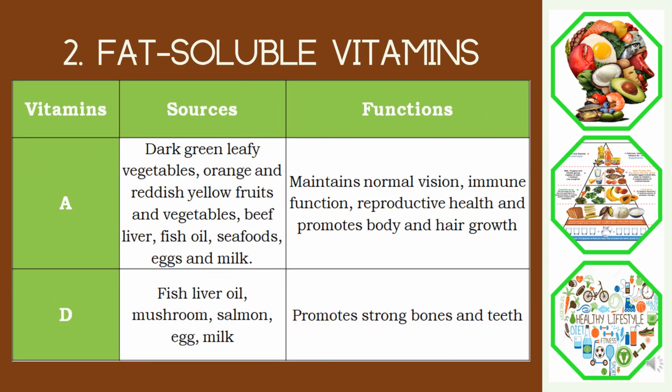Fat-soluble vitamins. Vitamin A, sources are dark green leafy vegetables, oranges and reddish-yellow fruits and vegetables, beef liver, fish oil, seafoods, egg and milk. Functions, maintains normal vision, immune function, reproductive health, and promotes body and hair growth. Vitamin D, sources are fish liver oil, mushroom, salmon, egg, and milk. Functions, promotes strong bones and teeth.